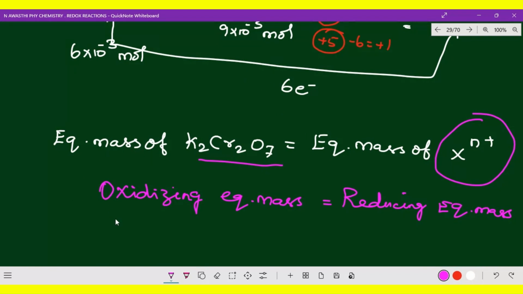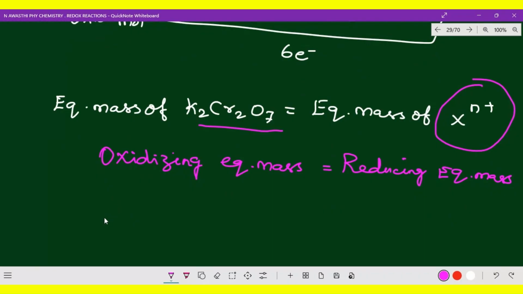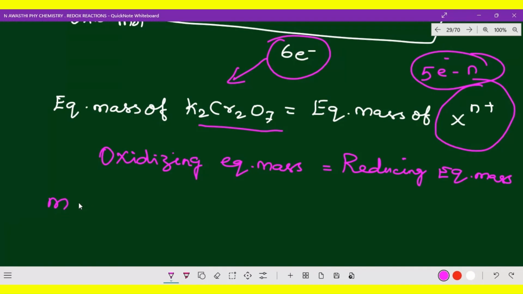Okay, so one more point I bring in: mole into n factor. The n factor we found is 6 electrons for one K2Cr2O7, and for this 5 minus n electrons. This is for 6 electrons, this is for 5 minus n electrons. Mole also we brought in, because they have mentioned mole. So mole into n factor.